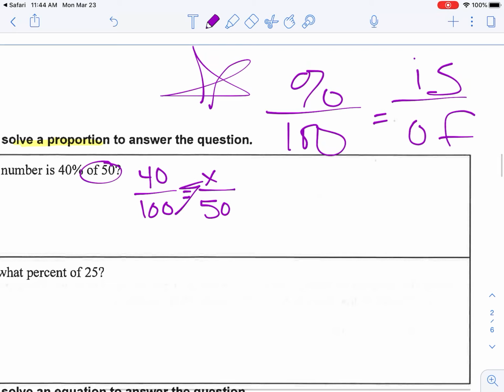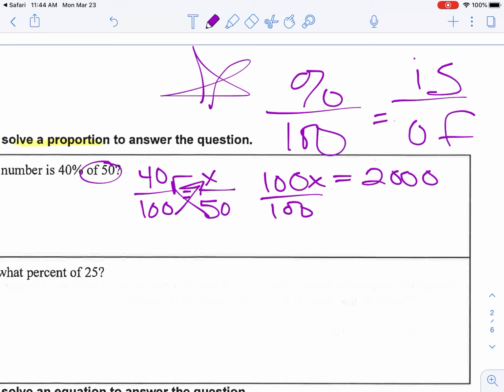Okay, we can solve by doing our cross products. 100 times x is 100x. Use your calculator. 50 times 40 is 2,000. To solve for x, we divide. We do the inverse to get that variable by itself. So x is 200. I'm sorry, x is 20.